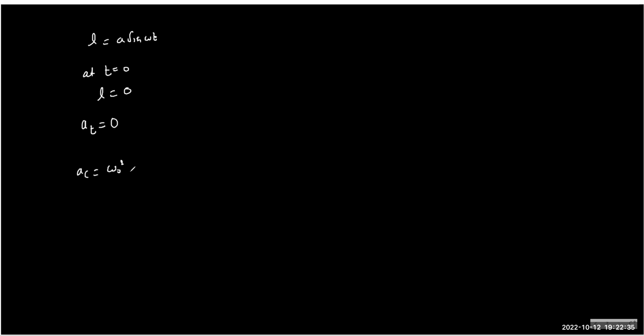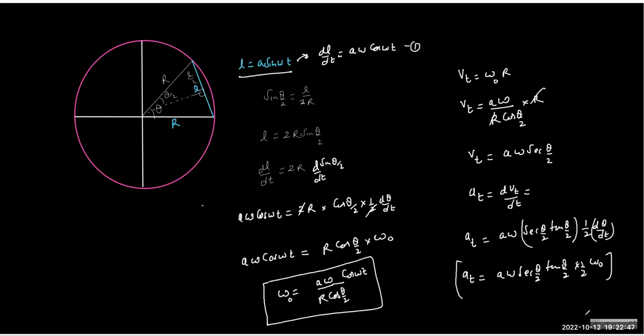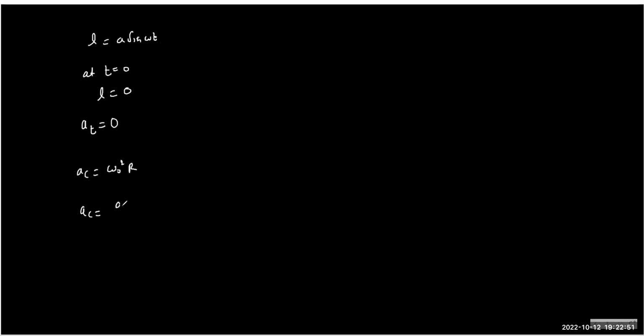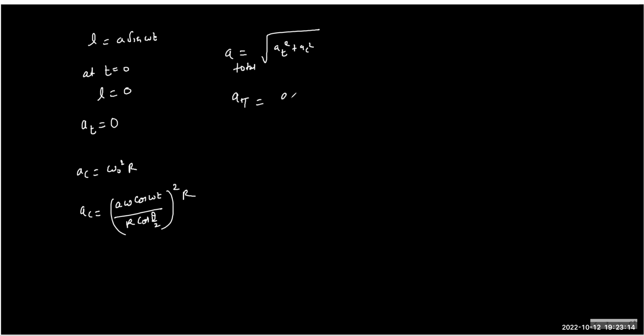And AC we can write as omega naught square R. So AC we can write with the omega naught value. So omega naught we got how much? A omega cos omega t by R cos theta by 2. And because AT is 0, the total acceleration is under root of AT square plus AC square, and because AT is 0, this is only AC. And the answer comes A square omega square cos square omega t into R into sec square.